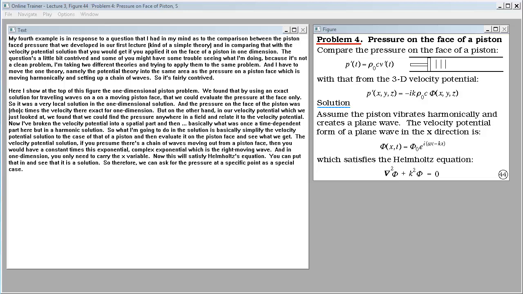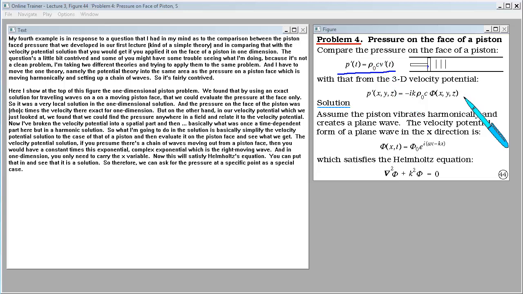Here I show at the top of this figure the one-dimensional piston problem. We found that by using an exact solution for traveling waves on a moving piston face, we could evaluate the pressure at the face only. So it was a very local solution and a one-dimensional solution. The pressure on the face of the piston was rho c times the velocity there. Exact for one dimension.